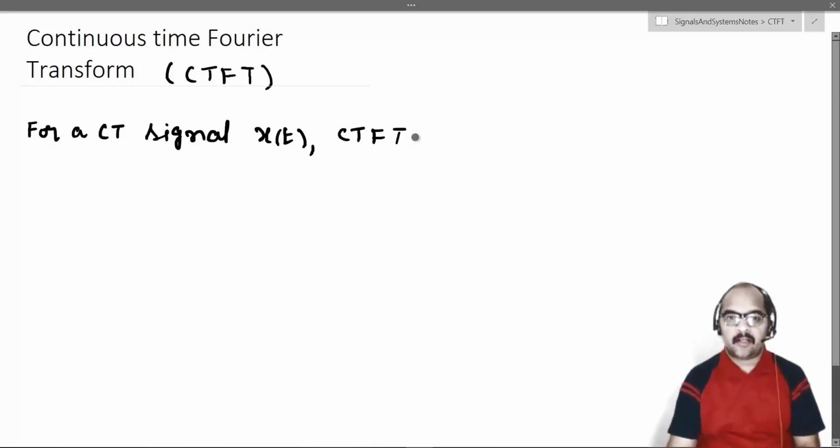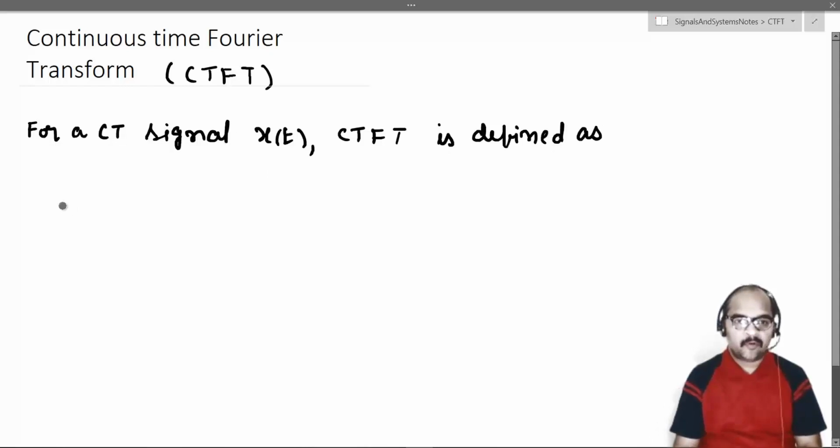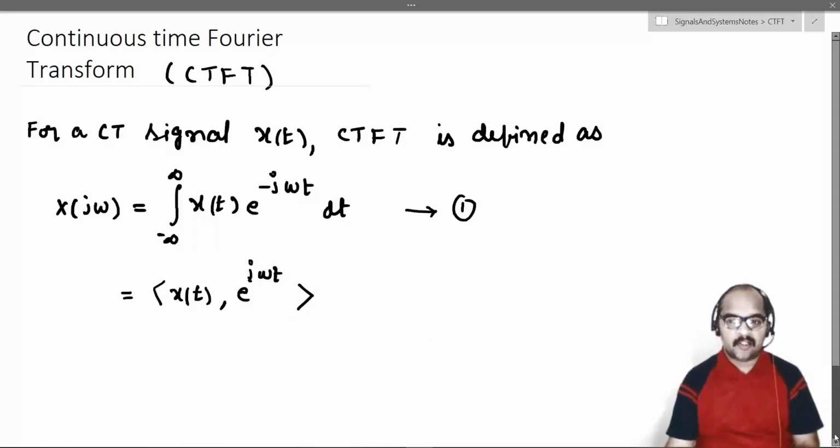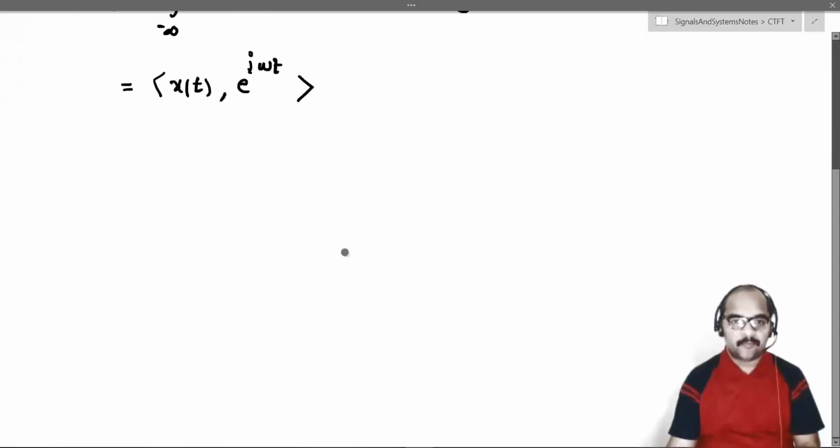For a continuous time signal x of t, CTFT is defined as X of j omega equal to the integral from minus infinity to infinity of x of t multiplied with e power minus j omega t dt. Let us call this equation 1. If you look at this equation carefully, you can easily see that this is nothing but the dot product of the signal x of t with e power j omega t.